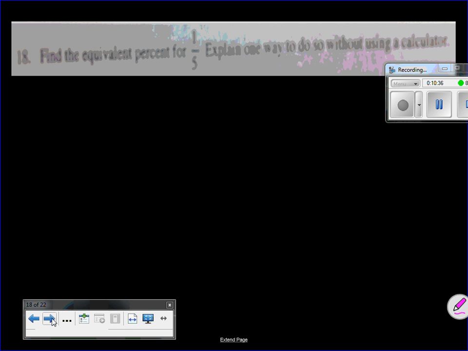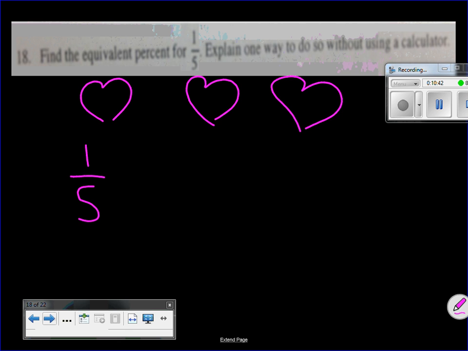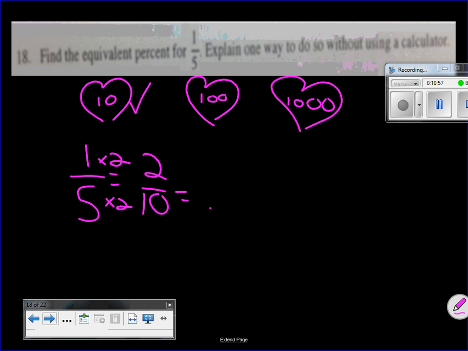Find the equivalent fraction for 1/5. Just like the review, we're dealing with hearts, right, kids? Help us remember, we have a 10, we have 100, and we have 1,000. 1/5, we're going to put into 10. Times 2 gives me 2/10. This is 0.2 as a decimal. When we're putting it into percent, we have to have 2 numbers after the decimal, which gives me an easy answer of 20%.